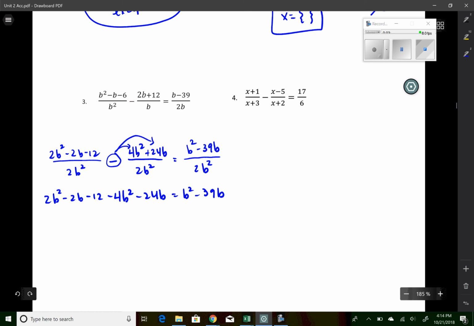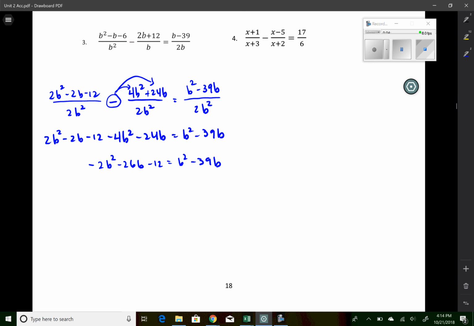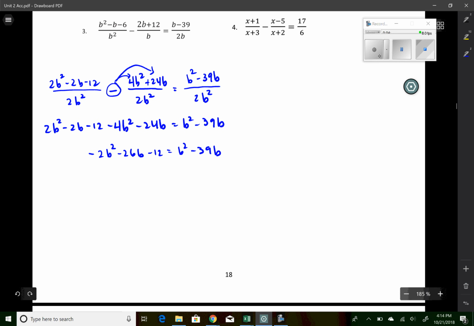Combine up all your like terms here. So I have negative 2b squared. I have negative 26b. I have a negative 12. And I still have b squared minus 39b. I want to make it so that my b squared is positive. So I'm going to move everything from the left-hand side to the right-hand side. So I'm going to get 0 equals 3b squared. If I add 26 to negative 39, I'm going to get negative 13b plus 12.